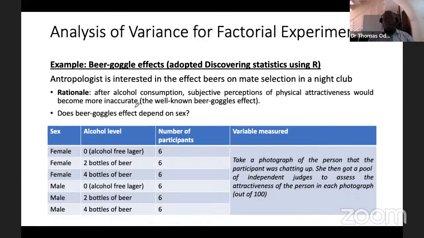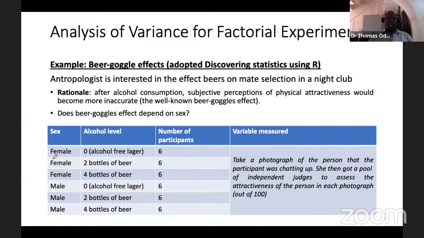Your eyes will not see very well. The other question was, does this beer goggle effect depend on sex? So we have two factors here. We have the effect of the beer, and then we have the effect of the sex, whether it is male or female. Now, this is how the study was designed.